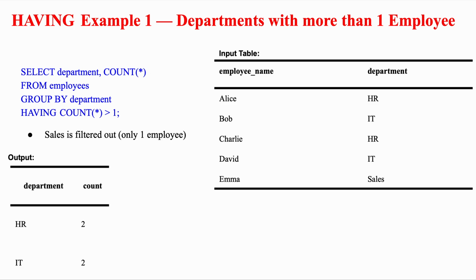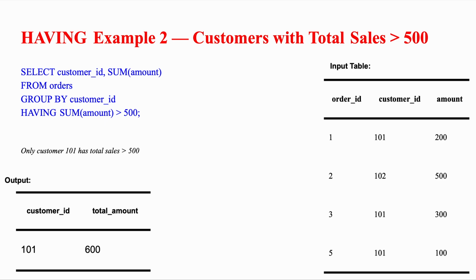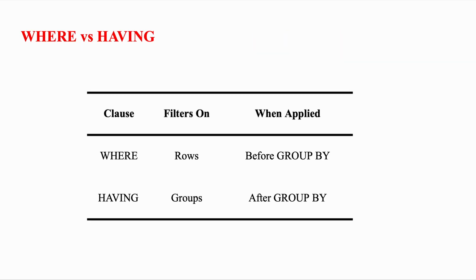Here's an example using the HAVING clause. We GROUP BY department and count employees. Now we want to show only departments with more than one employee. HAVING COUNT star greater than 1 will filter the groups, and here's the result. Here's another example. We GROUP BY orders by customer and SUM the amount. Now we want to show only customers whose total sales are more than 500. HAVING SUM amount greater than 500 filters those groups, and here we get this result.